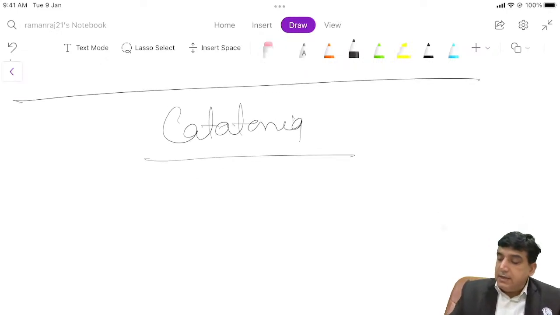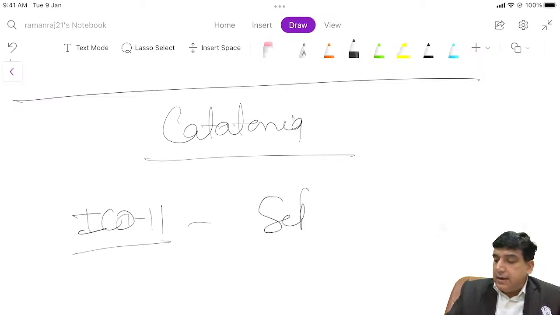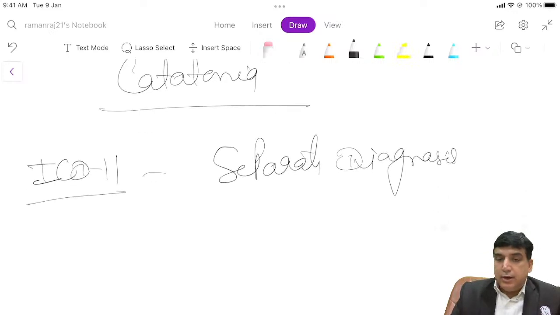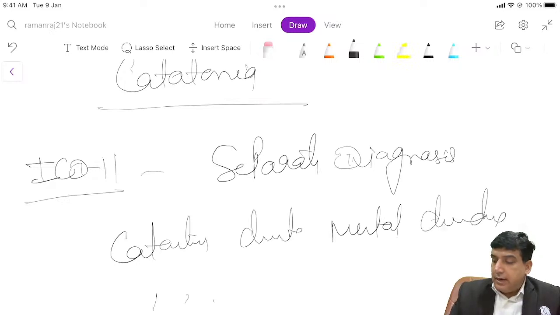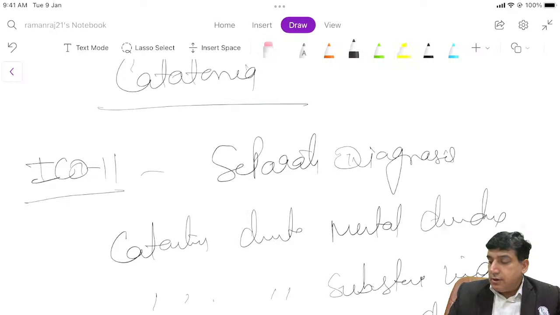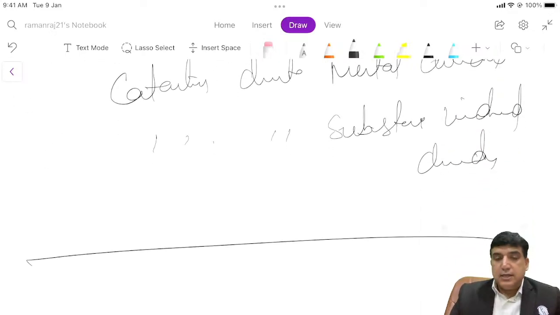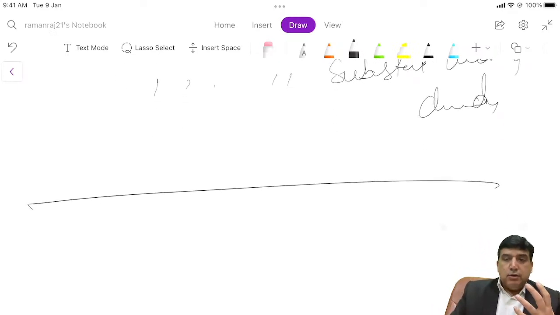Catatonia. In catatonia, dear friends, please remember, before we were counting it under another psychiatric disorder. In ICD-11, for the first time, it is a separate diagnosis, and we have catatonia due to mental disorder, and catatonia due to substance-induced disorder. Okay, so we have a separate diagnosis. We have many signs and symptoms in catatonia: echolalia, repetition of words, echopraxia, repetition of action, waxy flexibility, negativism, and Gegenhalten. So these symptoms you know.